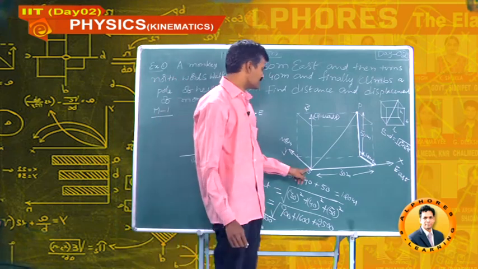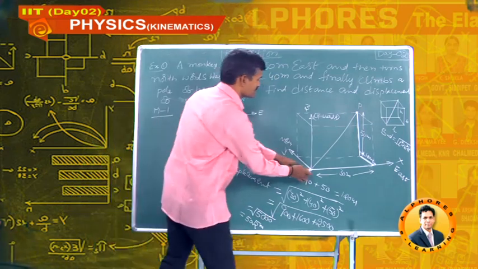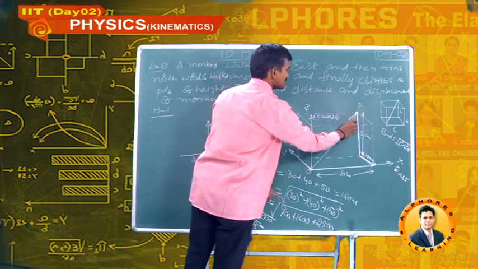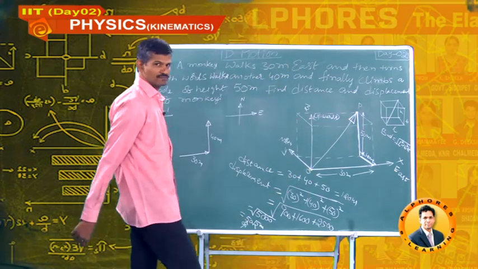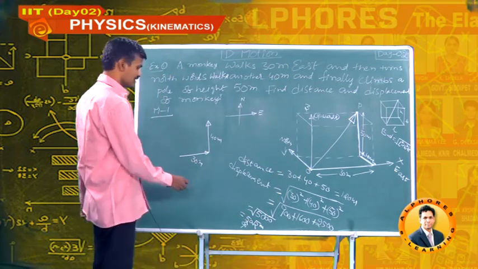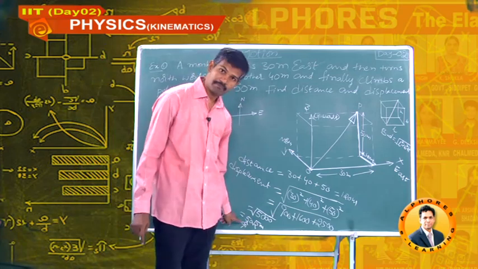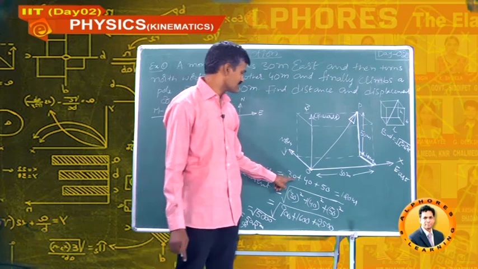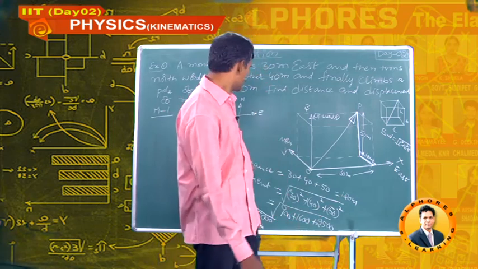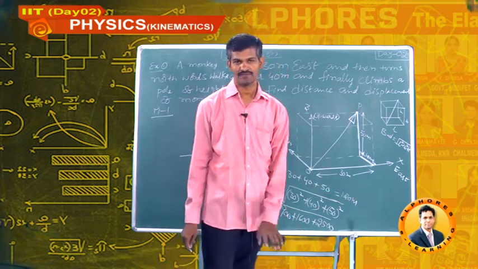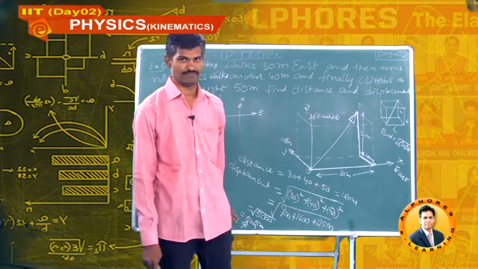Here the displacement is a vector quantity, its direction is represented with OP cap. This is the displacement direction. So, here we have to mention OP cap. So, displacement of monkey is 50 root 2 meters OP cap, whereas distance is 30 plus 40 plus 50, that is 120 meters. For distance, no need to mention direction. We know that displacement is a vector quantity, whereas distance is a scalar quantity.